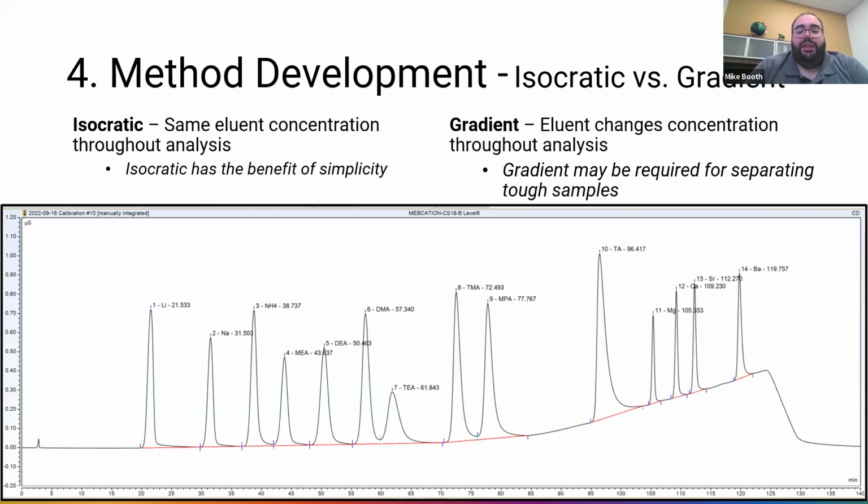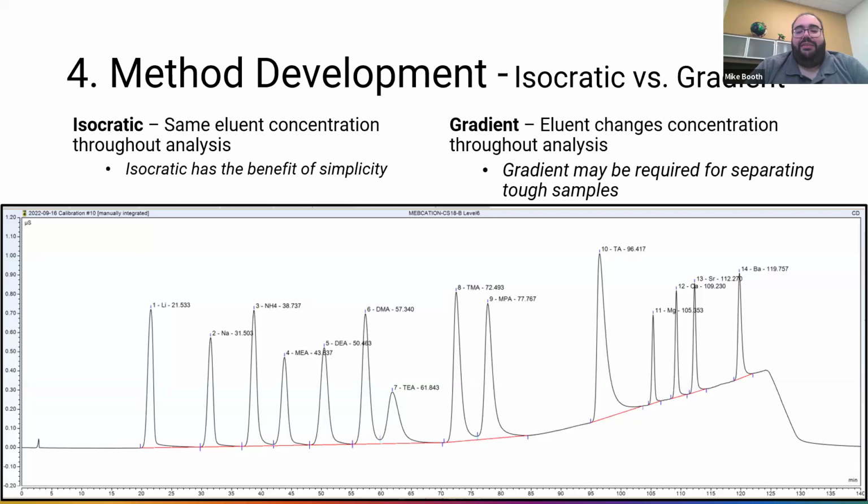One thing to keep in mind when you're developing a gradient method that you may forget once, and then you'll probably never forget it again, is make sure that you change the eluent concentration at the end of your run to match the concentration at the beginning of your run, and give it enough time to sort of drop off or increase and equilibrate. So that's why you see it about that 120-minute mark on this one.